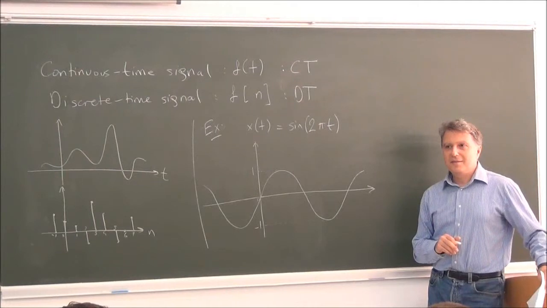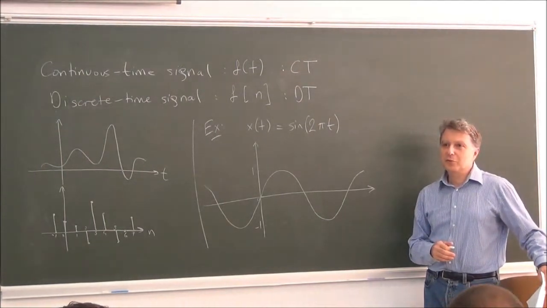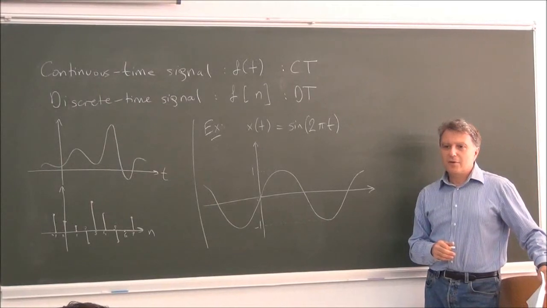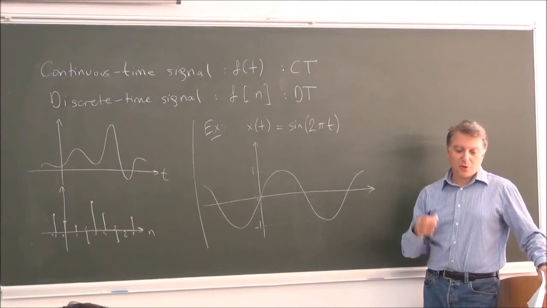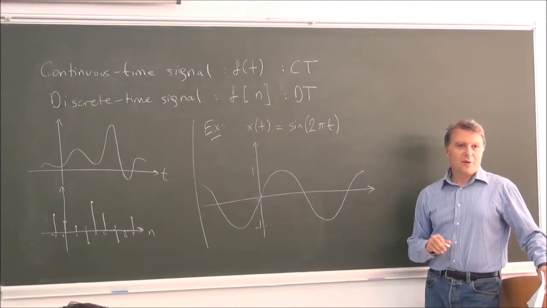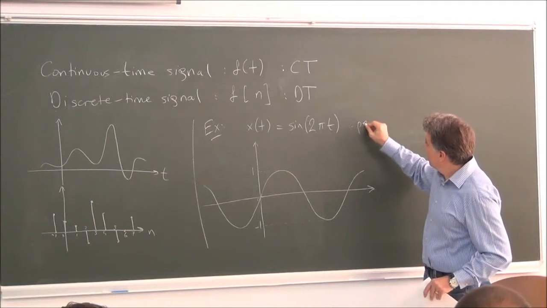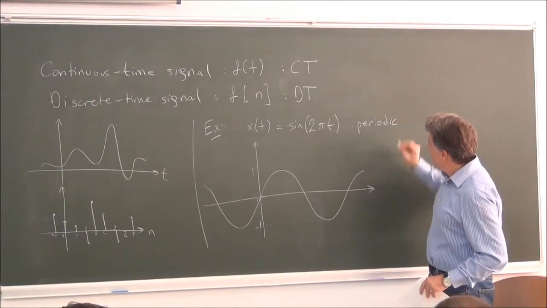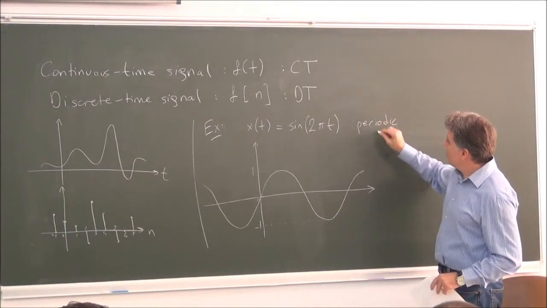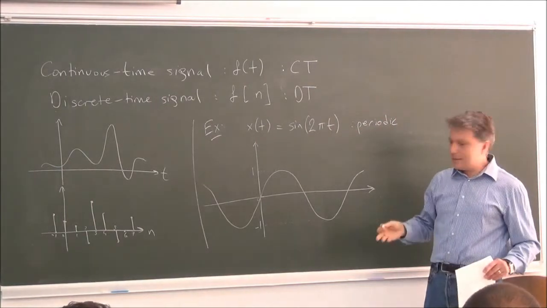That's it. That's among the first things that you have to derive for continuous time or discrete time, but periodic signals. When I say periodic signal, the name already contains this thing, the so-called period. So what is the period of this thing?